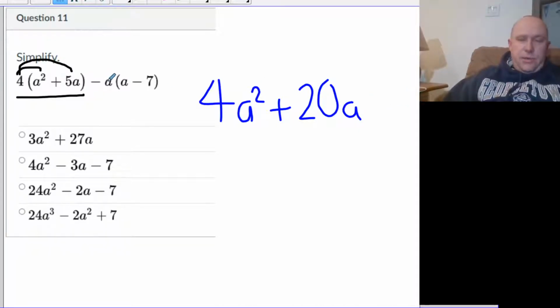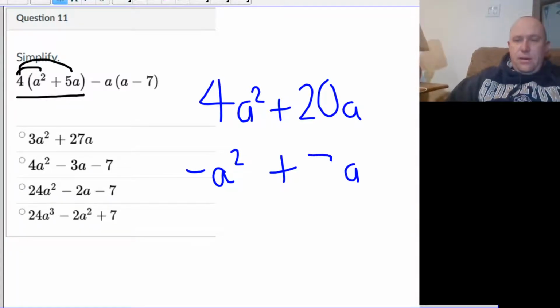Now, actually, I don't want to distribute the A. I actually want to distribute negative A here. So negative A times A, well, certainly there's a negative sign there. And A times A, I know, is A squared. 1 plus 1 is 2, or just knowing that squared means you multiply something by itself. As I do negative A times negative 7, the two negatives make a positive, and A times 7, numbers first, letters second, and then we can figure out what those parts are there.